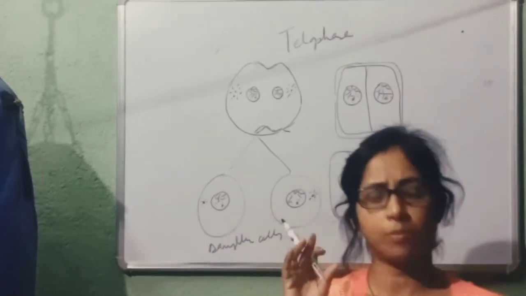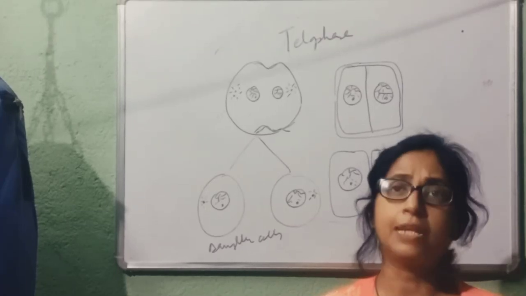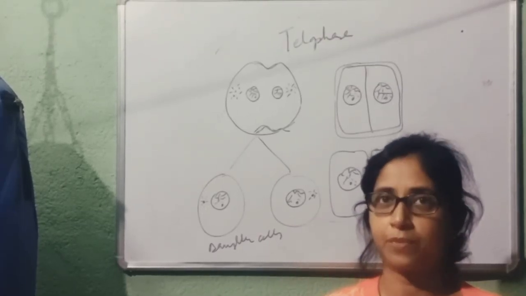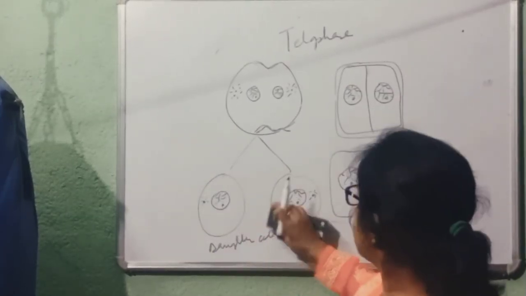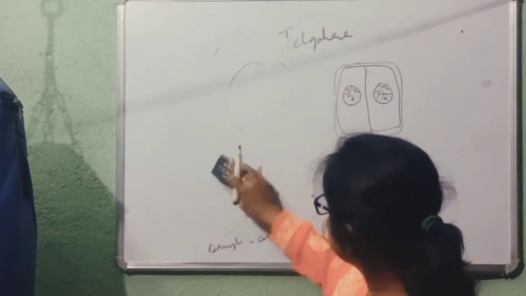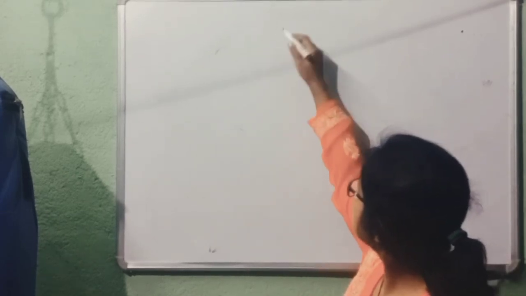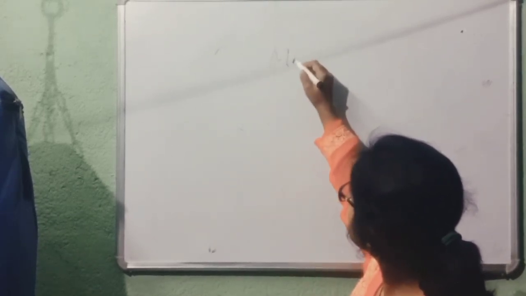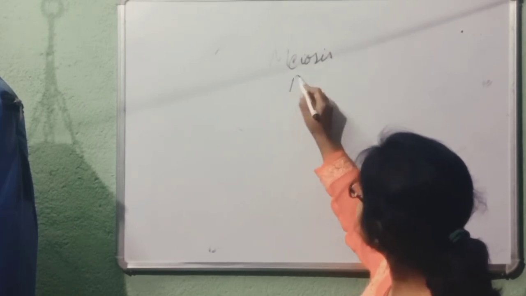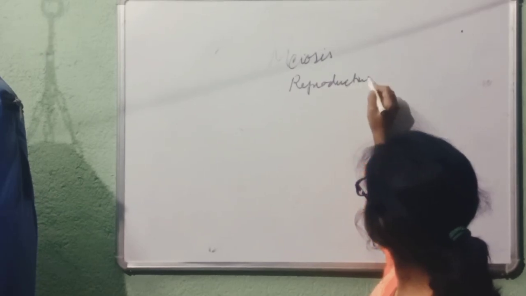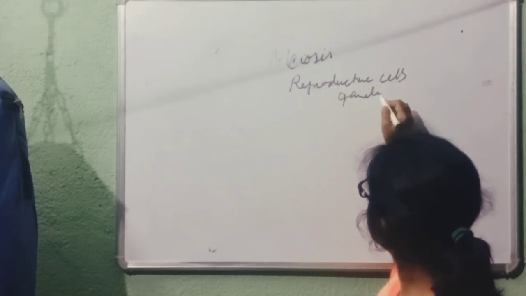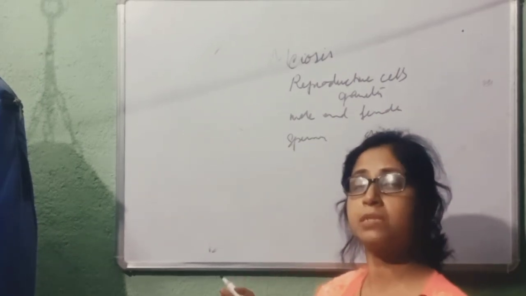Now we will discuss meiosis a little bit, because today we will have only the discussion about meiosis. Meiosis is a process that takes place in the reproductive cells, generally in the gametes, male and female, the sperms and ova. So the chromosome number becomes half.